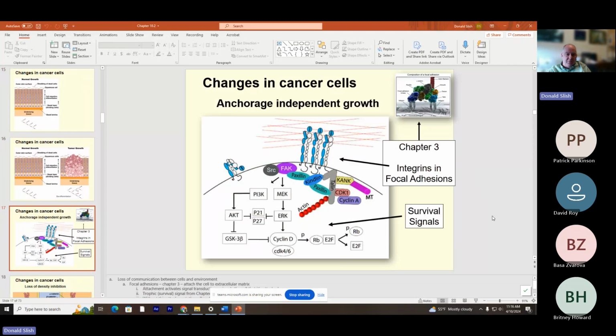BAD is a pro-apoptotic BCL2, and both AKT and MAP kinase, or ERK, are going to phosphorylate BAD, and that's going to stop apoptosis from happening. So basically, normally when cells are not connected to the extracellular matrix, they're going to go into apoptosis.